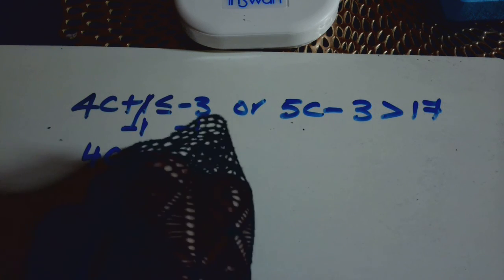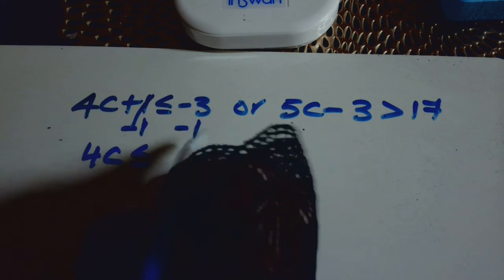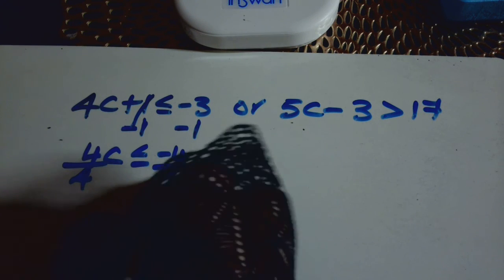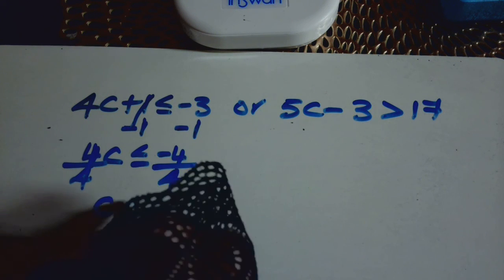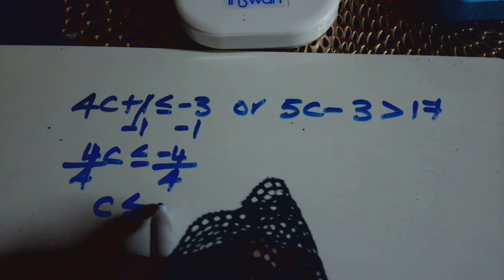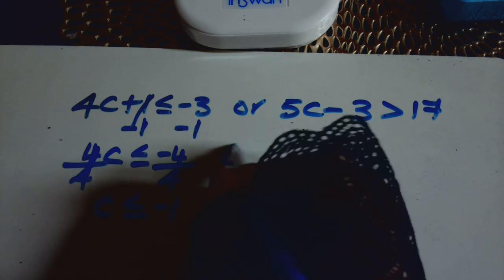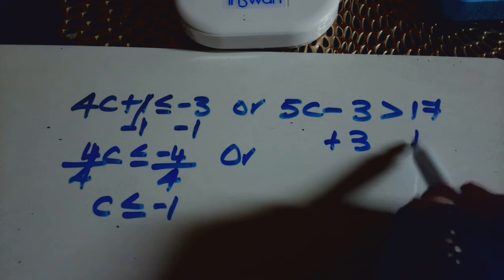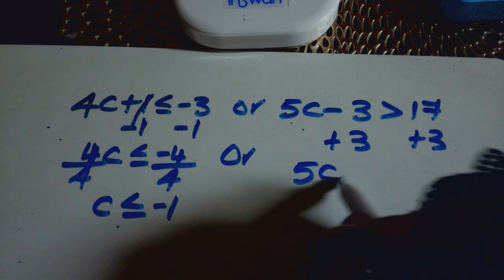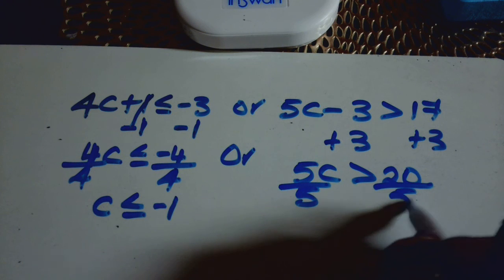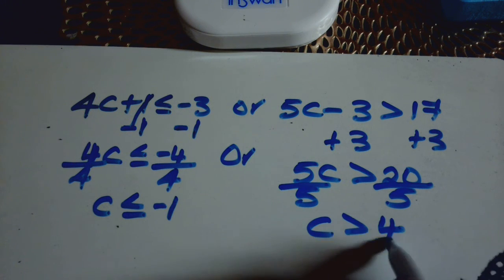-1, subtract 1. 4c is less than or equal to -3 plus -1 is -4. Divide by a +4, so we don't have to worry about flipping anything because we are dividing by a positive. -4 divided by +4 is -1. So then we have the OR, the other part of the compound, so add 3. 5c is greater than 20. Divide by 5, and c is greater than 4.